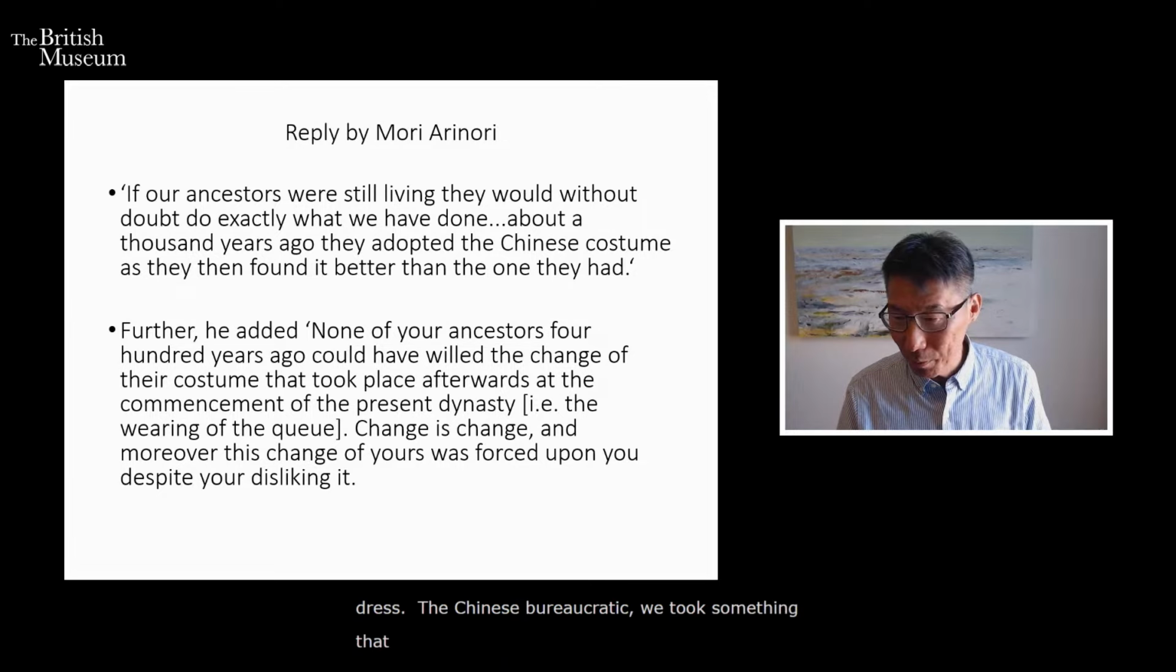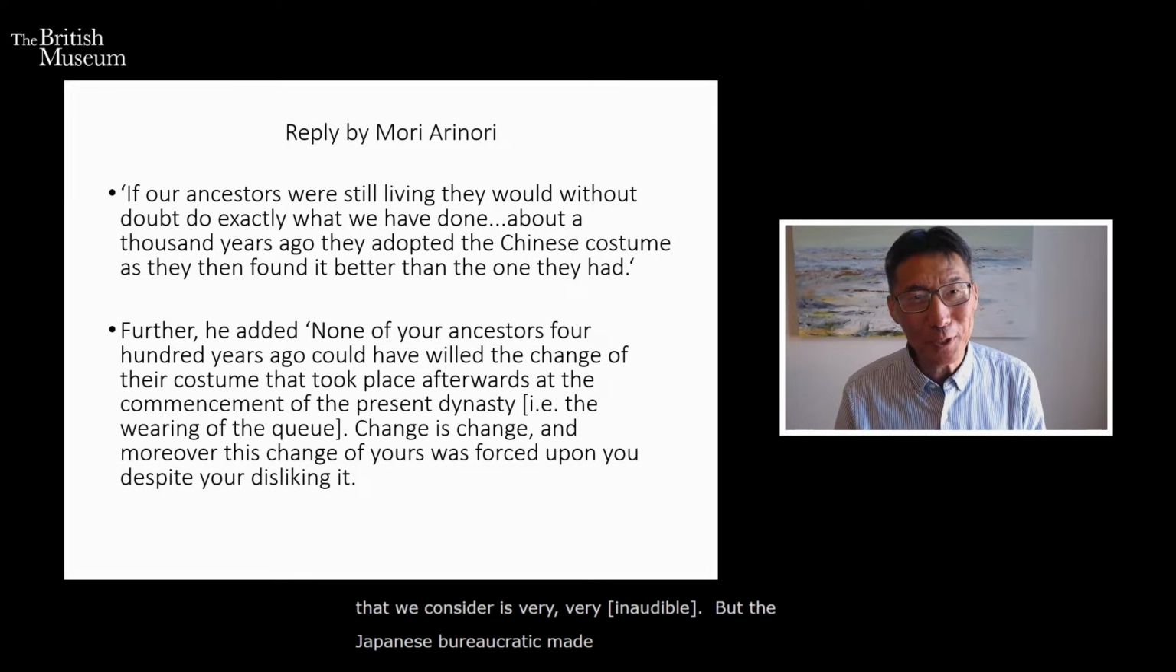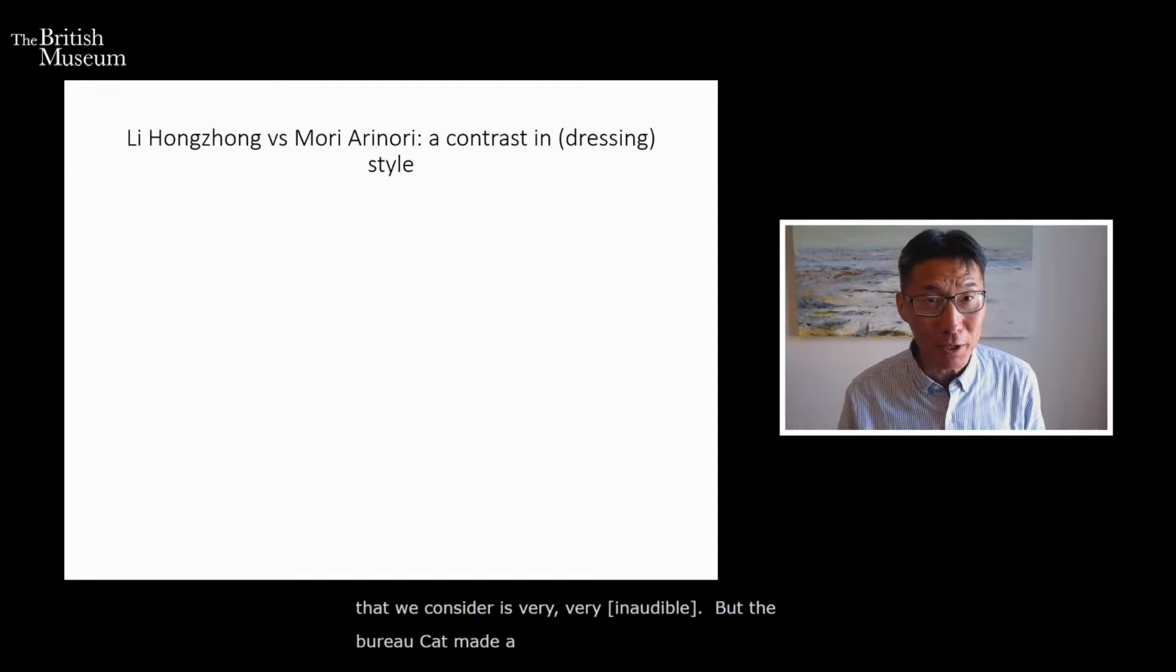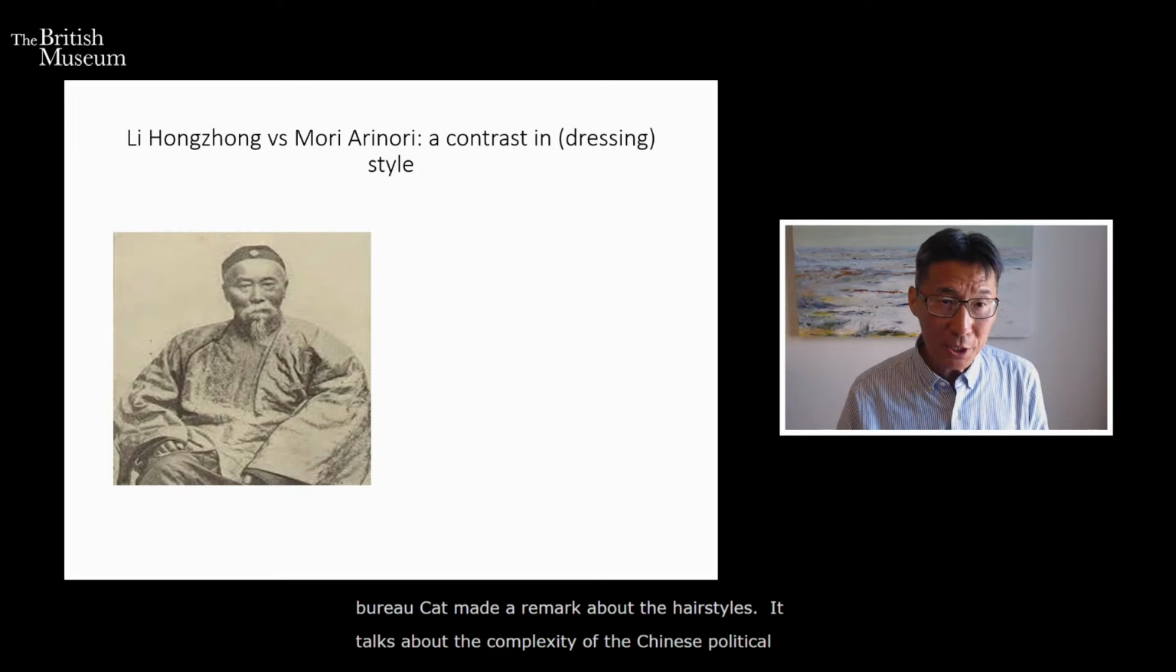But the Japanese bureaucrat made a very interesting remark. But remember, you took your hairstyle from the Manchus, which wasn't really yours. So this is something that talks about the complexity of Chinese politics. So remember, all these Hunan elites are actually Han Chinese. Okay. So there's a photo of them, and look at the dress style.